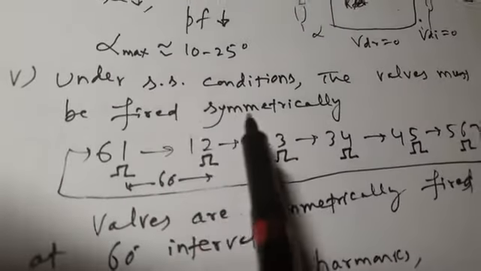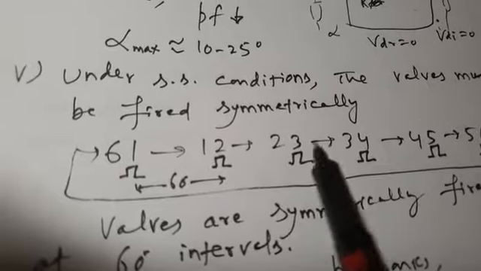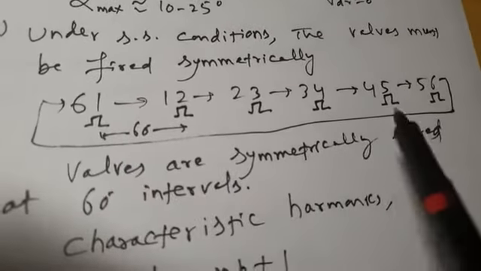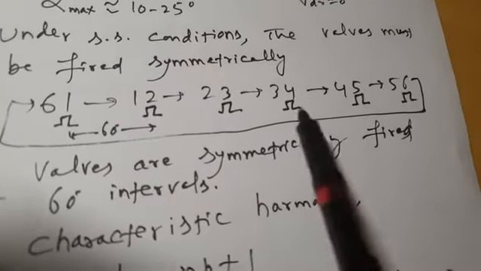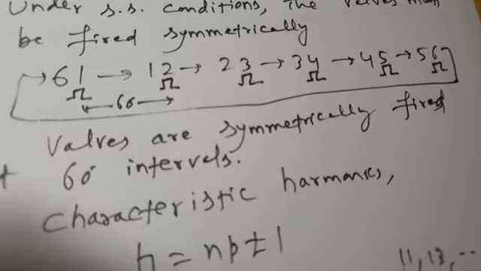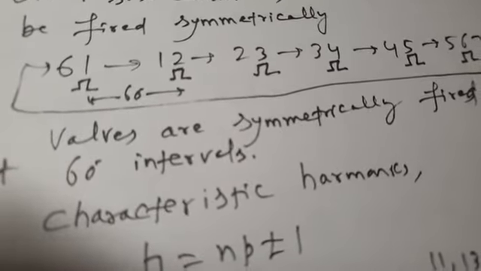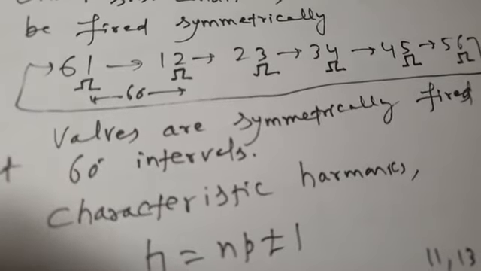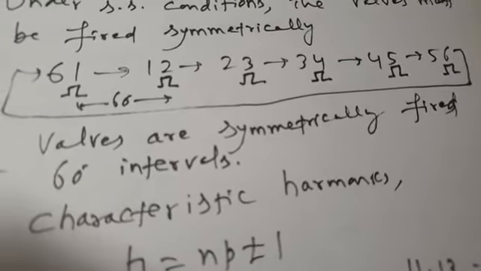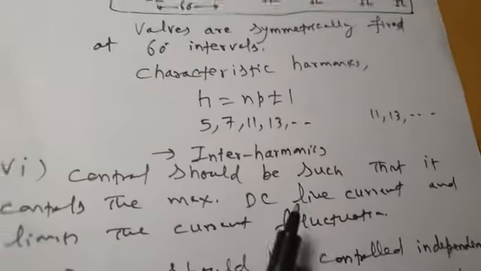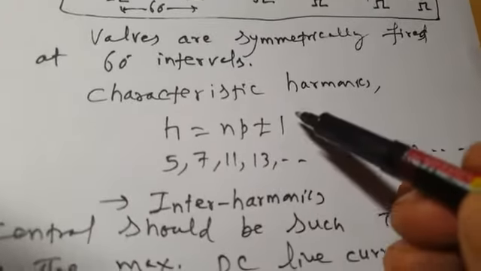Next is, under steady state conditions, the valves must be fired symmetrically, and this should be the firing sequence 1, 2, 3, 4, 5, 6. The valves should be fired symmetrically at equal 60-degree intervals, even during maloperations like arc through, misfire and commutation failure. This will ensure that there are only characteristic harmonics and there are no interharmonics in the system.